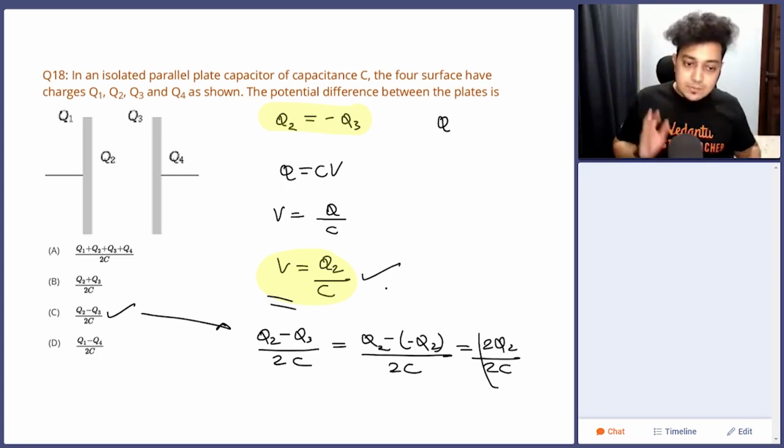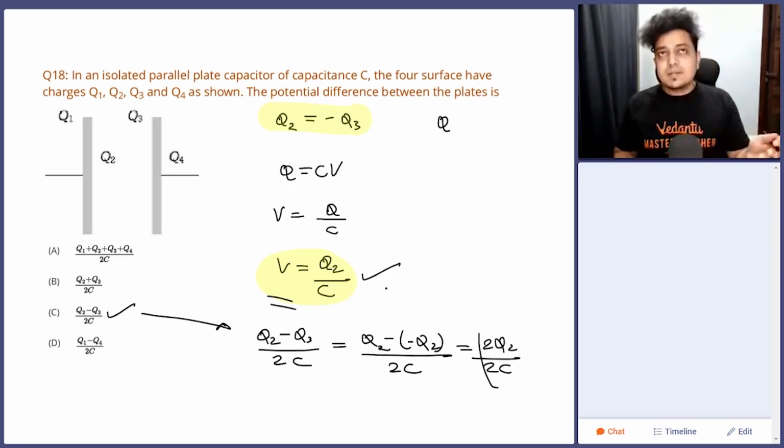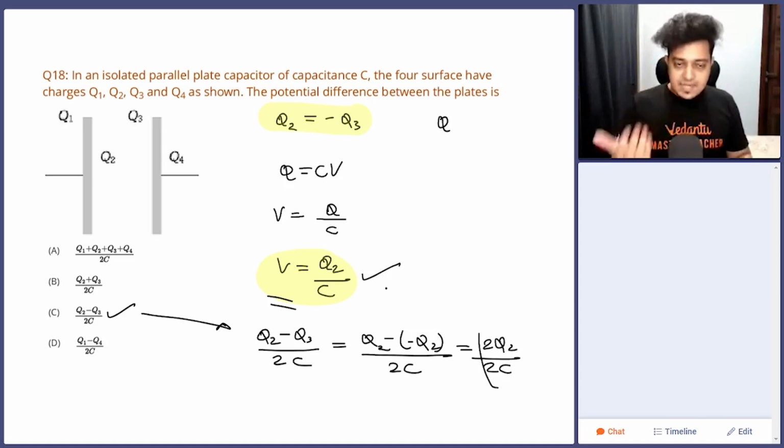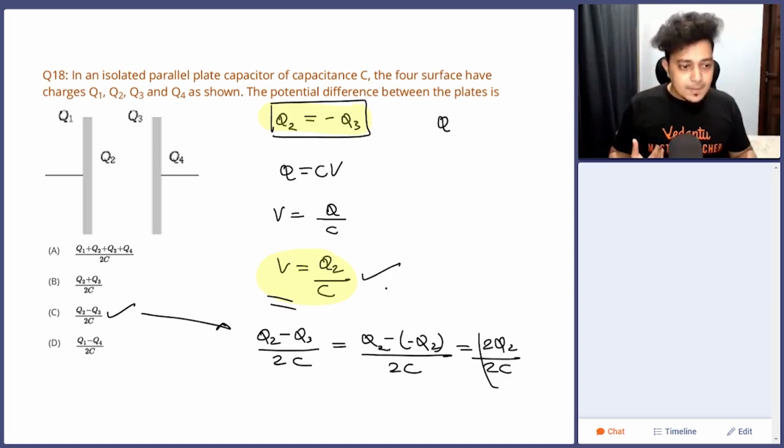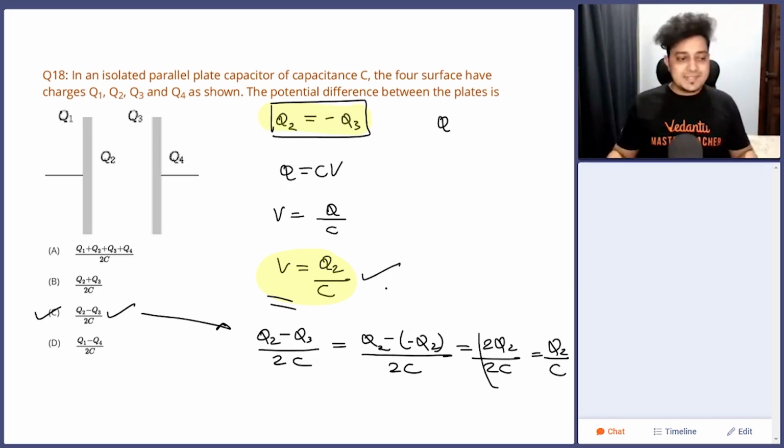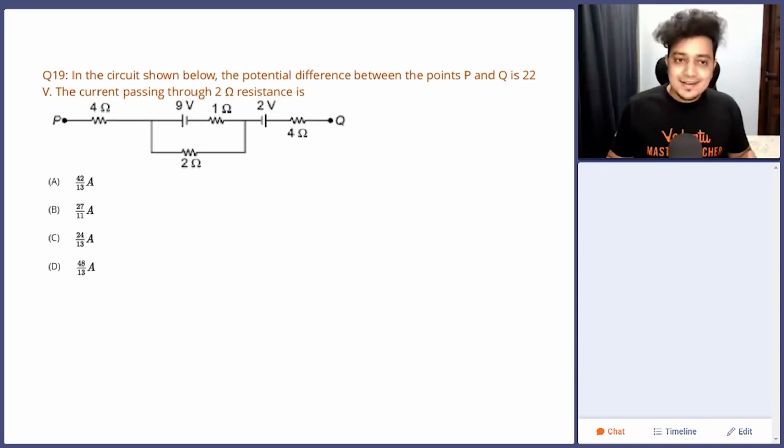This is not a wrong answer, but we have to answer as per the given setup. As per the given setup, the plates facing each other will have equal and opposite charge. So if you solve this by putting Q3 as minus Q2, you again get the same potential V. So this equation is correct. Option C. Fine. Okay, next question.